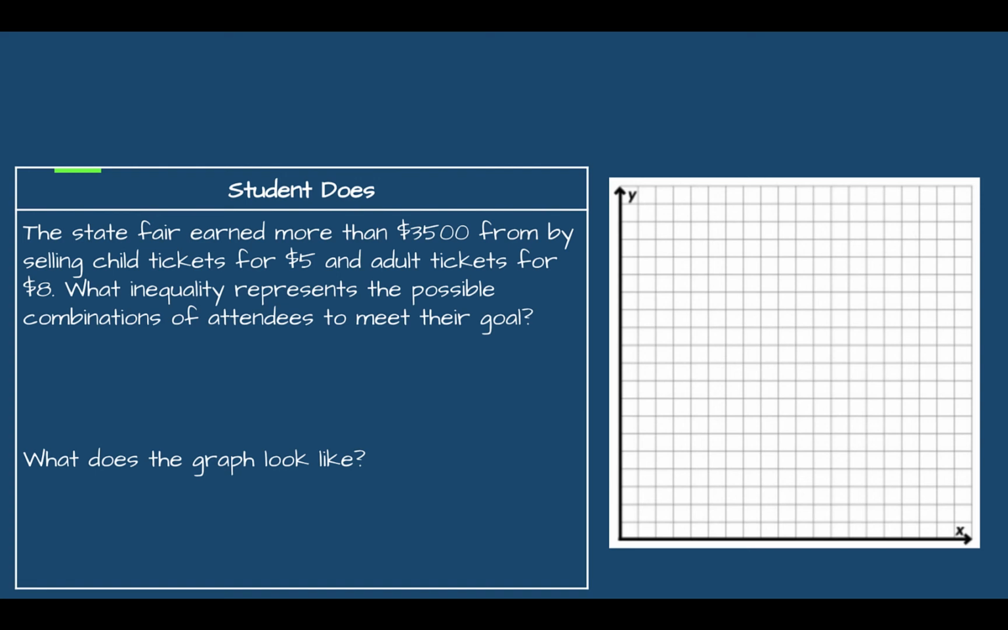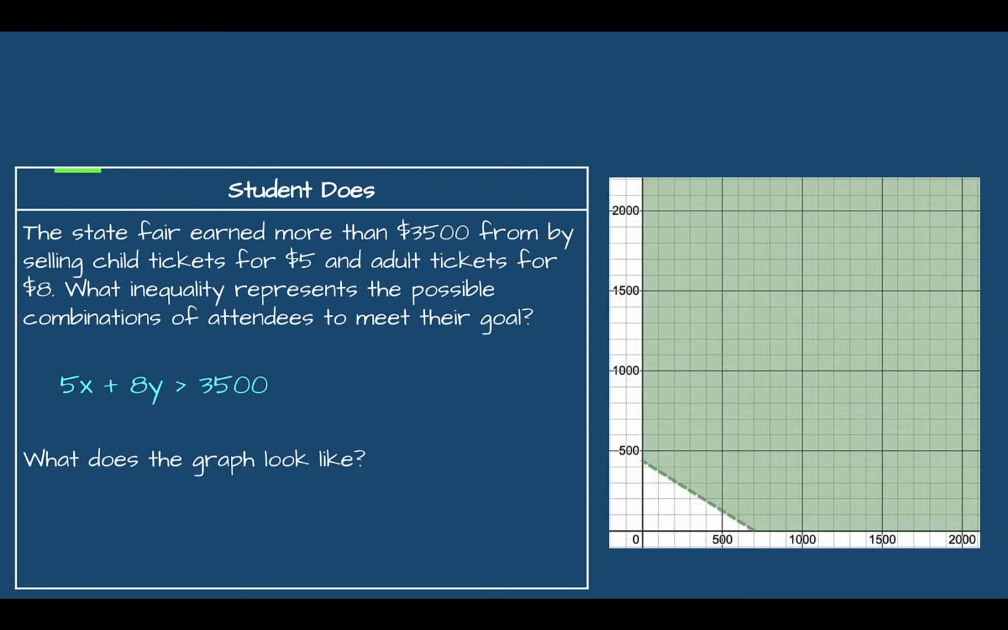Check your answer. First, your inequality, 5x + 8y > 3,500. If you put 8 with x and 5 with y, it's not a big deal because it doesn't tell you which is which here. Your graph will just look slightly different, but your combinations will still be the same. Your graph would look something like this. Again, it's a dashed line as our boundary and shaded anything above.